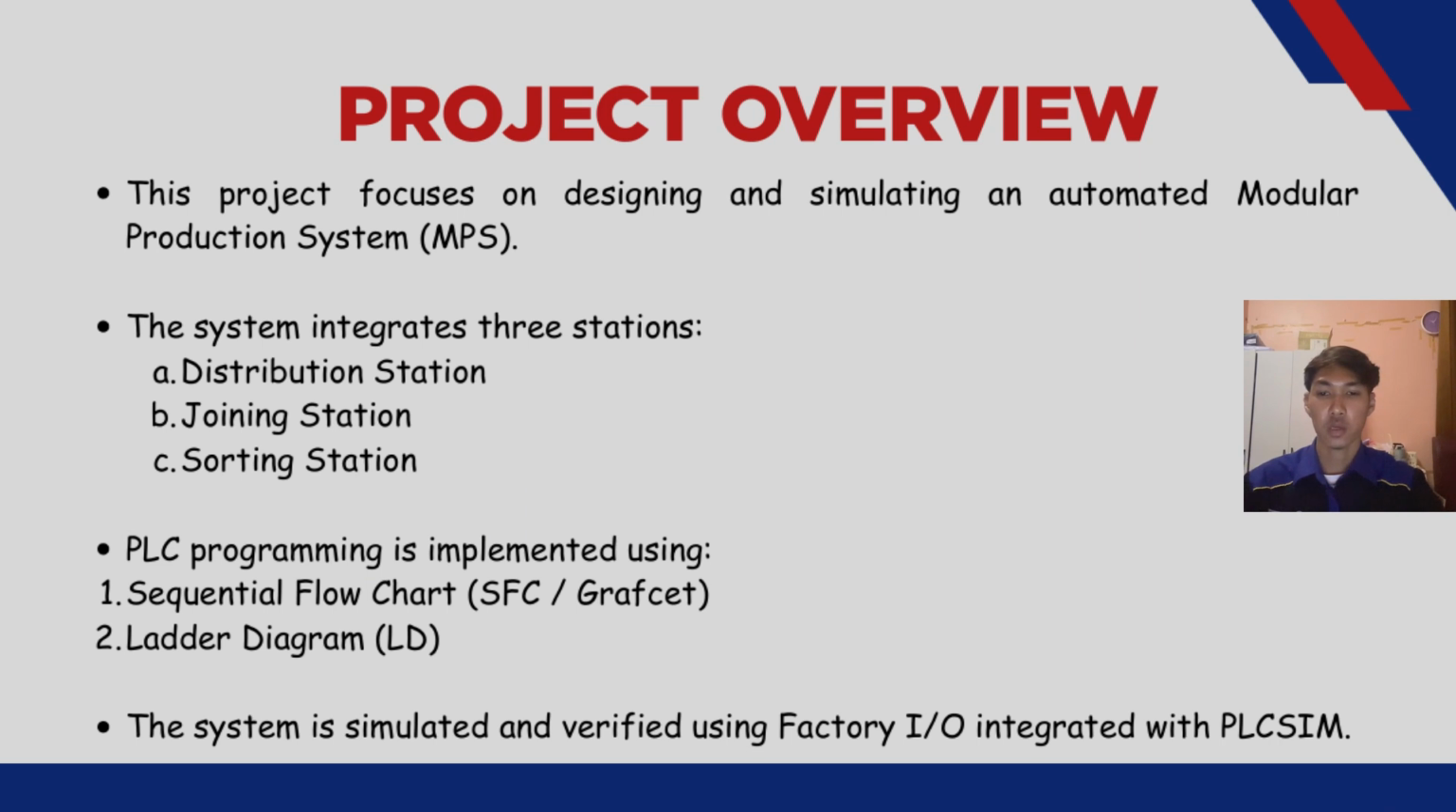This project focuses on designing and simulating an automated modular production system. The system integrates three stations: distribution station, joining station, and sorting station. PLC programming is implemented using sequential function chart (SFC), graph set, and ladder diagram. The system is simulated and verified using Factory I/O, integrated with PLCSIM.